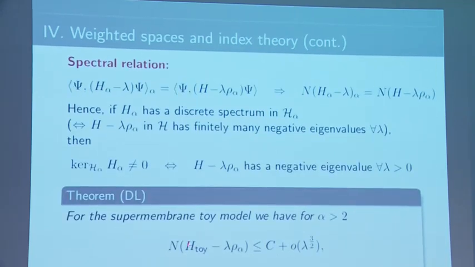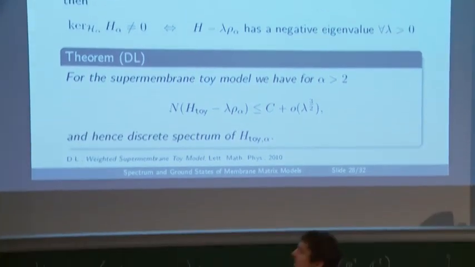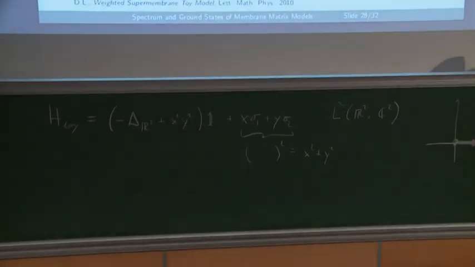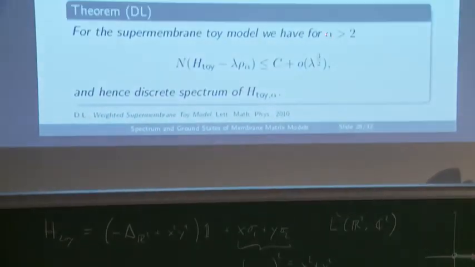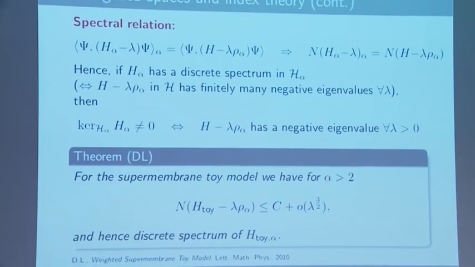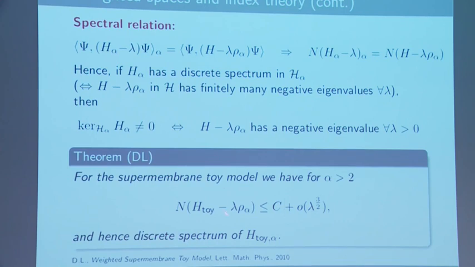So what I did was to look at the toy model again, so this one, and apply this procedure. And I find that if the weight is large enough, so if the decay is fast enough, so alpha bigger than 2, then indeed the number of negative eigenvalues is bounded by a constant. So this means that in this picture there is a discrete spectrum for this model.